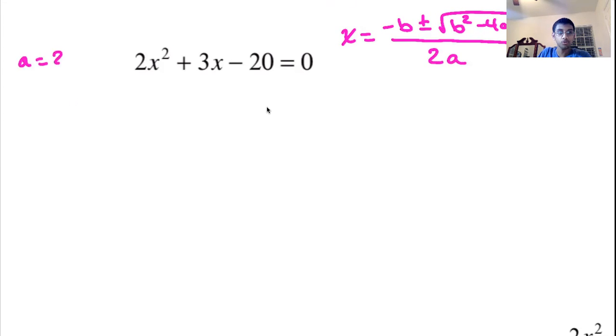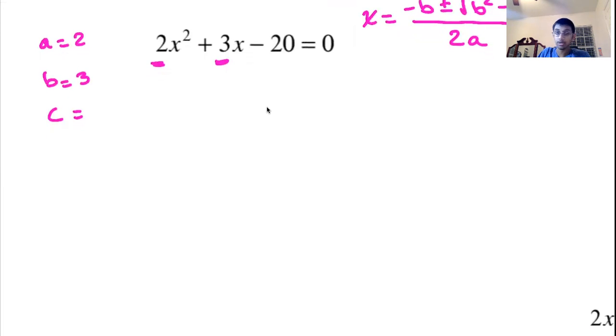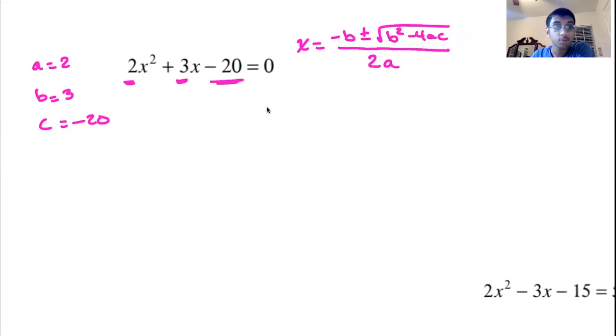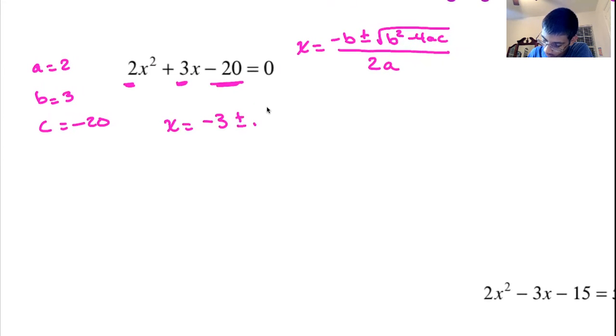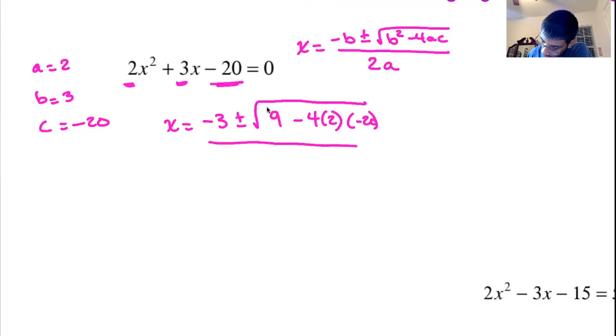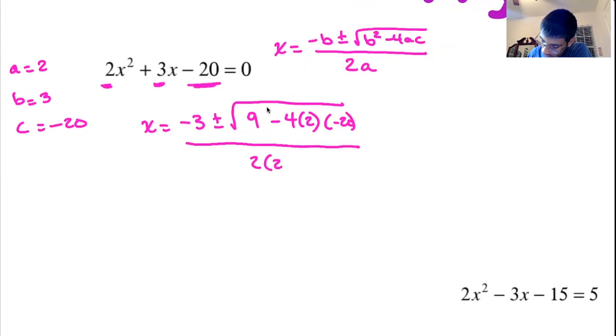So we know a is 2, right? This thing. b is 3. And then we know that c is negative 20. Good. So now from there, we're just going to plug everything into that formula I gave you right there. So x is equal to negative 3 plus or minus the square root of 3 squared, which is 9, minus 4 times 2 times negative 20, all over 2 times 2.